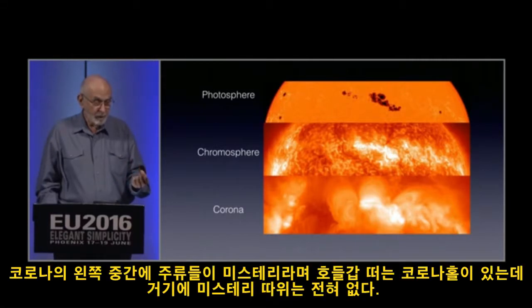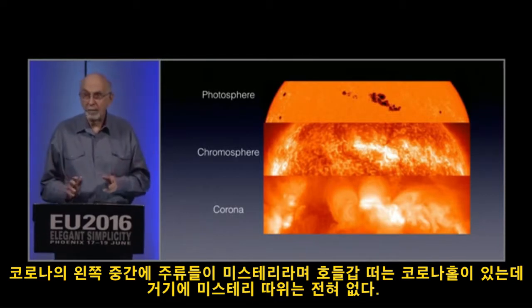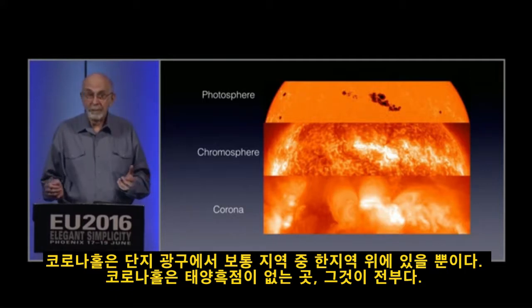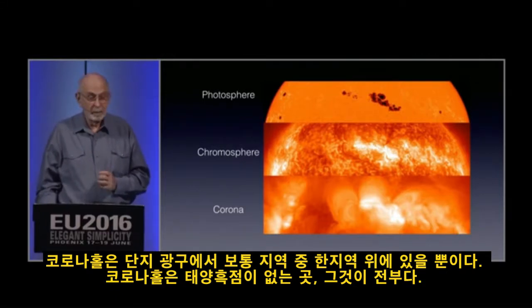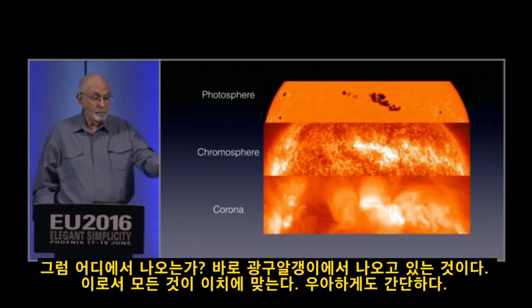To the left, so the middle left of the corona, you see one of the famous coronal holes. Coronal holes, ooh, mystery. There's nothing mysterious about a coronal hole at all. It's just above one of the normal places on the photosphere. A coronal hole is not where there's sunspots. That's all it really is. And so what comes out of the coronal hole? The fast solar wind. Sure, where's it coming from? It's coming from the tufts in the photosphere. So it all makes sense. I sound trite. It's elegantly simple.